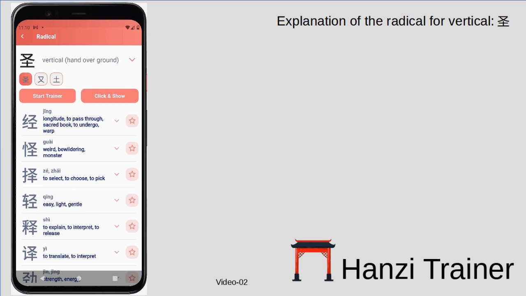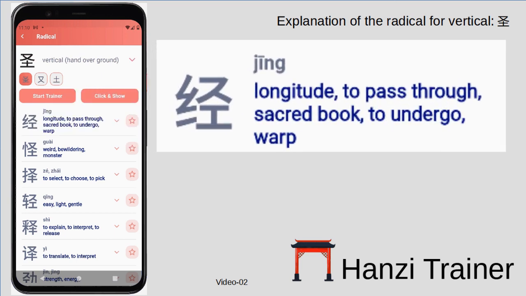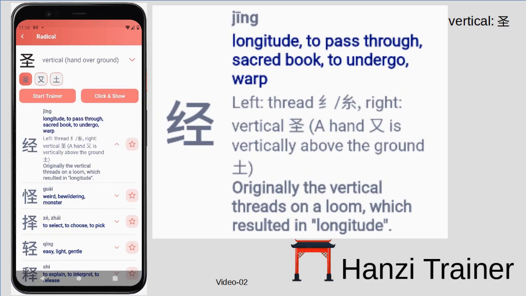The first entry of this list has the pronunciation 经、 and stands for longitude, to pass through, to undergo, or the warp of the loom. With a small arrow downwards here, I get more information, and I see that this character is composed by the left component for thread and the right component for vertical we already learned. This character is derived from a loom where the vertical threads are the longitudinals. The memory phrase tells us originally the vertical threads on a loom which resulted in longitude.